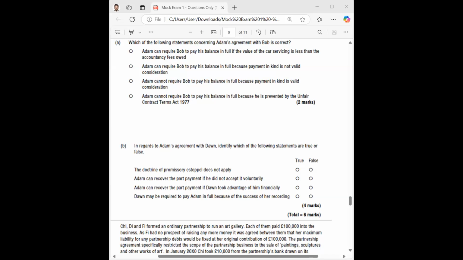The next client is Dawn, a not very successful musician, who also told Adam that she could only pay half of the money she owed him as she needed to use the other half to finance a new recording. Once again, Adam agreed to accept half of the payment. Dawn's recording subsequently became a major hit, and she made a profit of £100,000 from it. Adam himself is now in financial difficulty and needs to get cash to pay his own tax bill. So let's see what the examiner is asking from us.